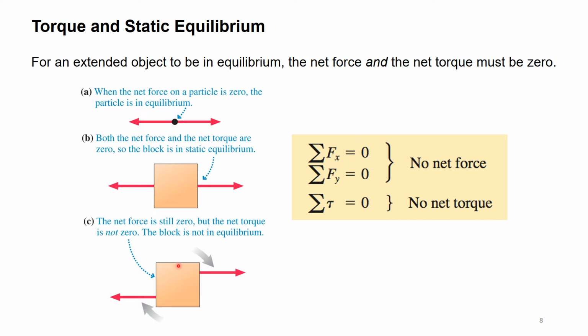Now the third example, we have the same box as before, and we have the same two forces, but let's look at the location of the forces. This time the forces are not lined up, they're not acting along the same straight line. One force is acting close to the top and the other force is acting close to the bottom, and they're pointing in opposite directions. So now when you add up the two forces, they will still cancel because one is positive, one's negative. So adding up the forces will give you zero net force. But when you calculate the torques, they will not cancel.